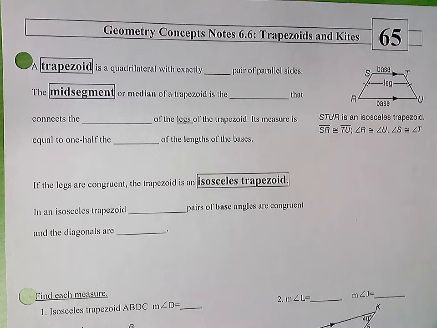So we're going to go over different properties with those. Before, when we were going over a rhombus and a square, those are parallelograms. Those are quadrilaterals that were parallelograms. These ones are quadrilaterals that are not parallelograms. Okay, so they do have some different properties associated with them.